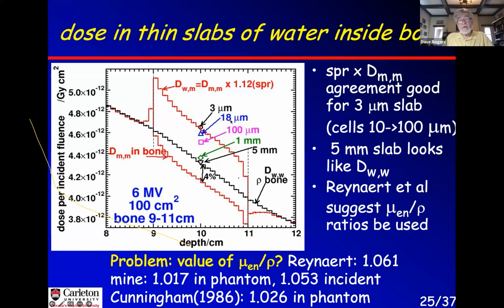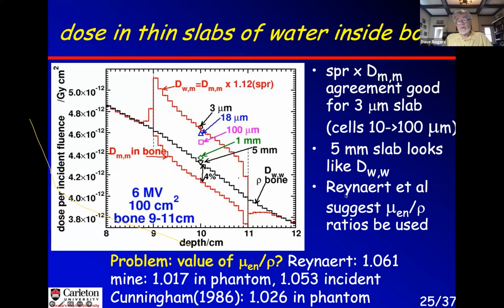And so again, as I repeat, human cells are of the order of 10 to 100 microns, different ones, I'm told. But if I had a bigger and thicker slab of water, then by the time it's 5 millimeters, it's right down as if the whole slab was water. So that suggests that you might just be able to use this mu-en over rho ratio, which comes in around here.